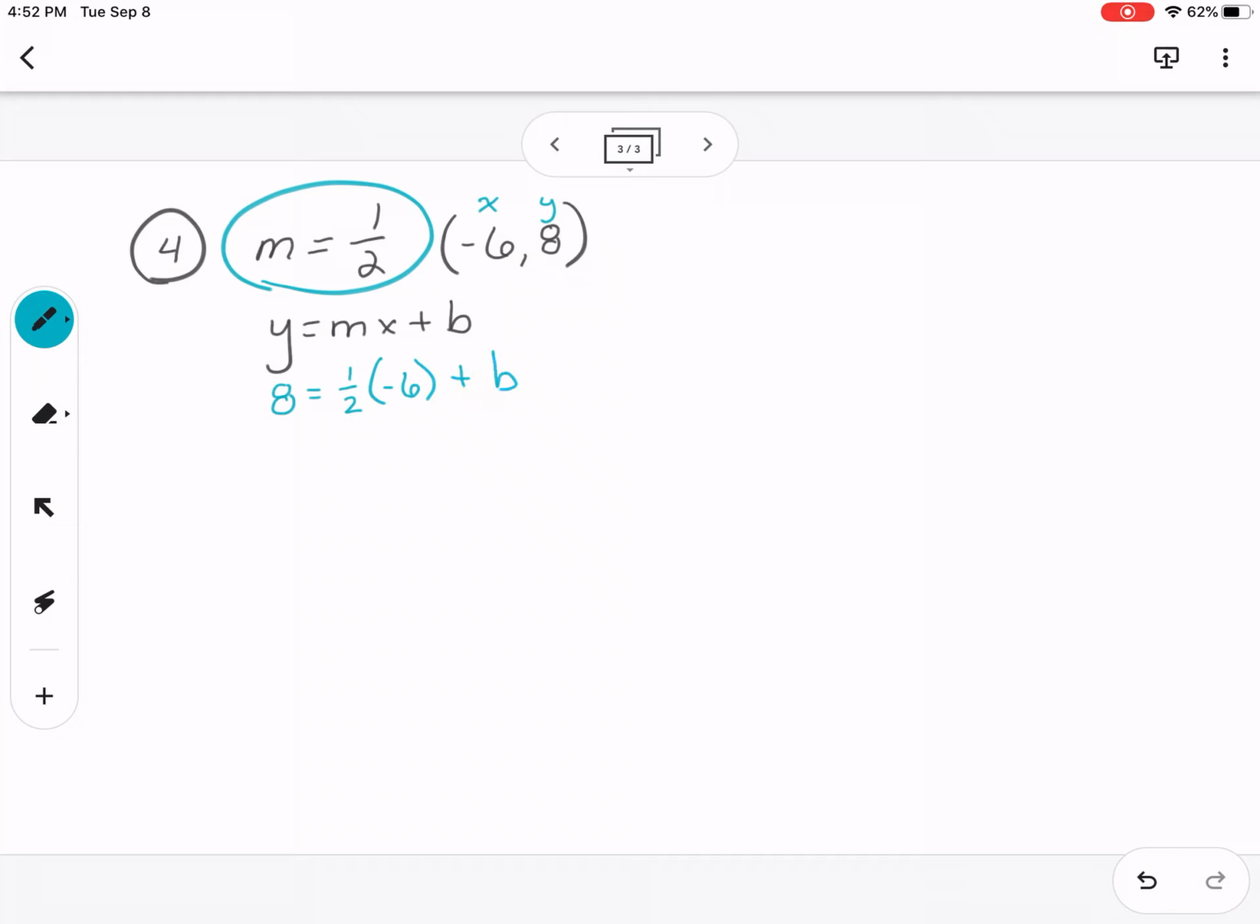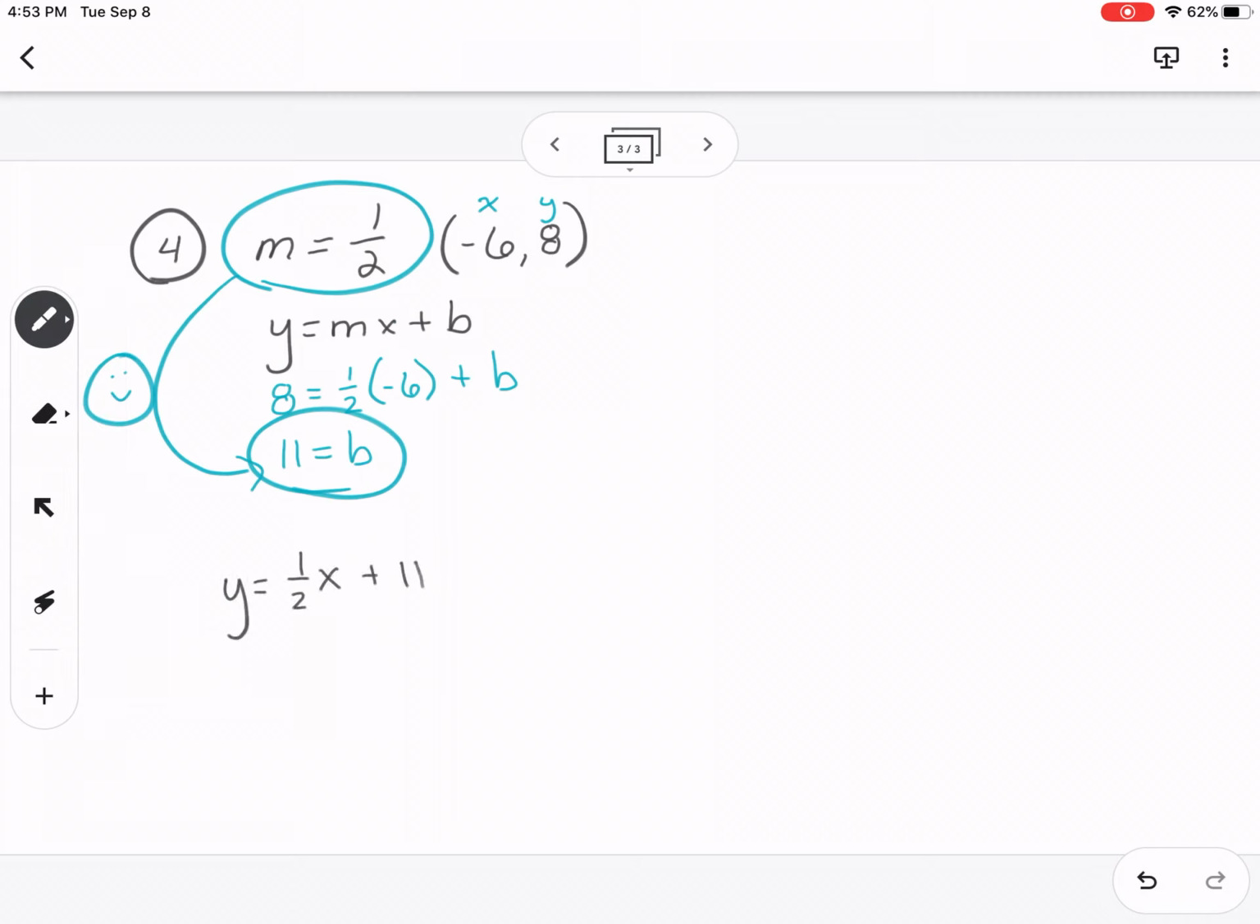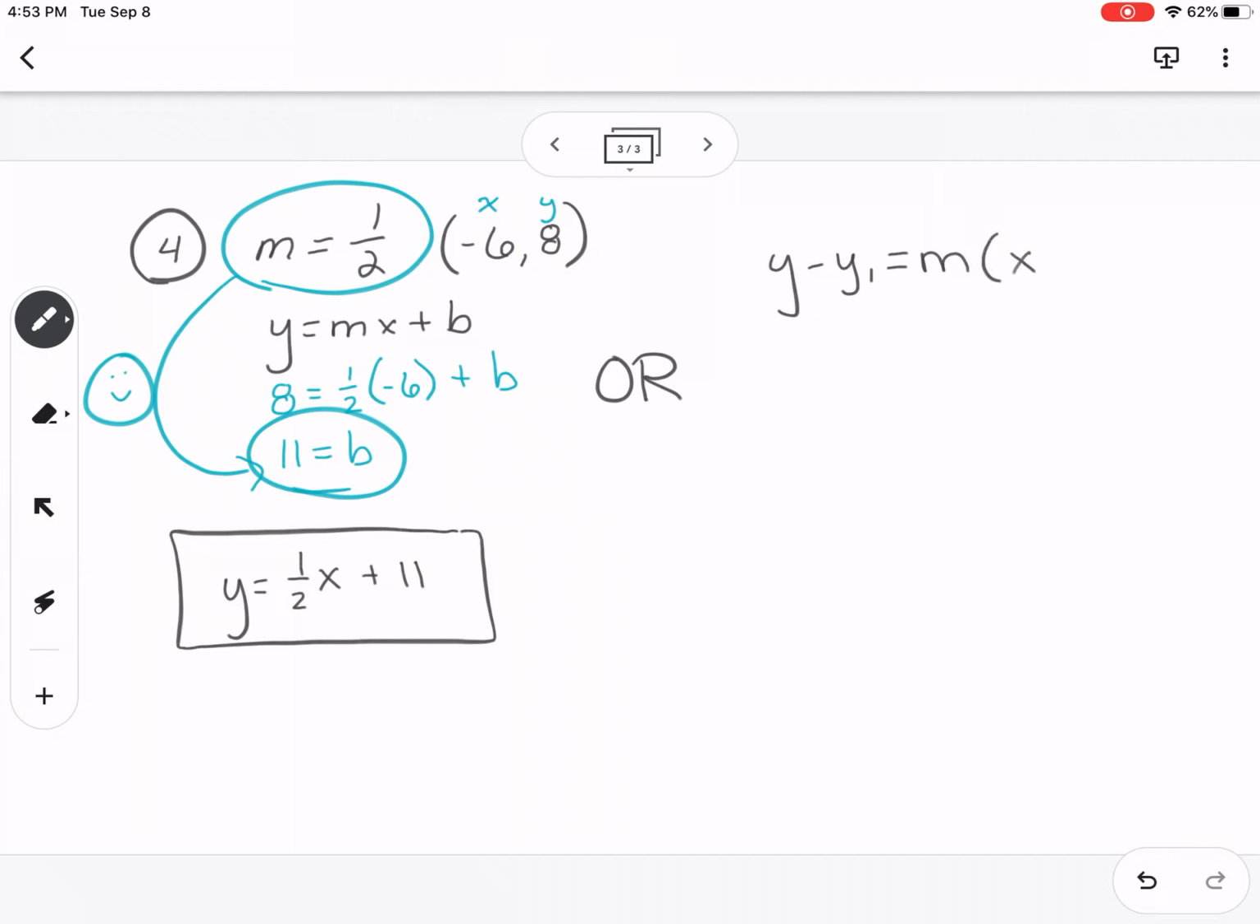And then you would solve for the b value. So solving this, I'm not going to show all the work, you would get b equals 11. And so now that you have the m and you have the b, those are the two things you need to write your final answer. So your final answer would be y equals 1/2 x plus 11. Or, to start this problem over again, you could have used point slope form. So this is point slope form.